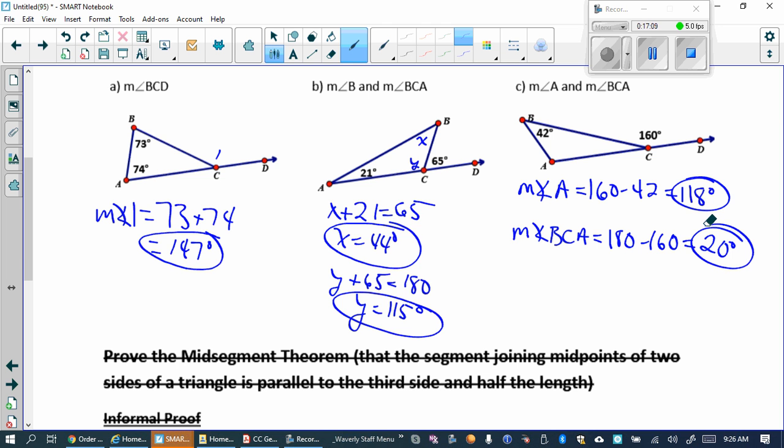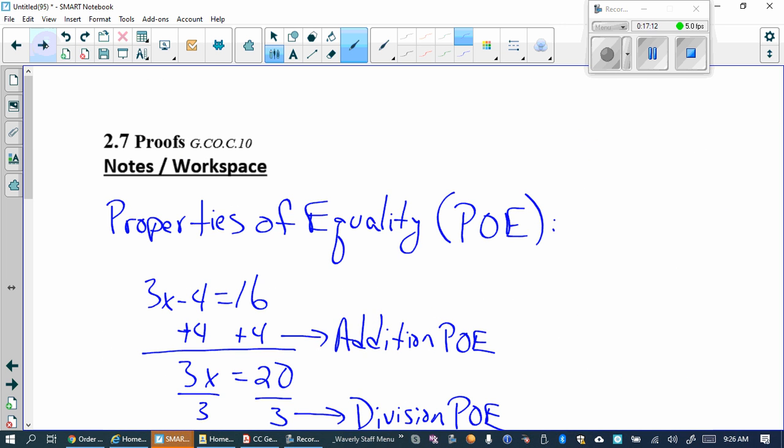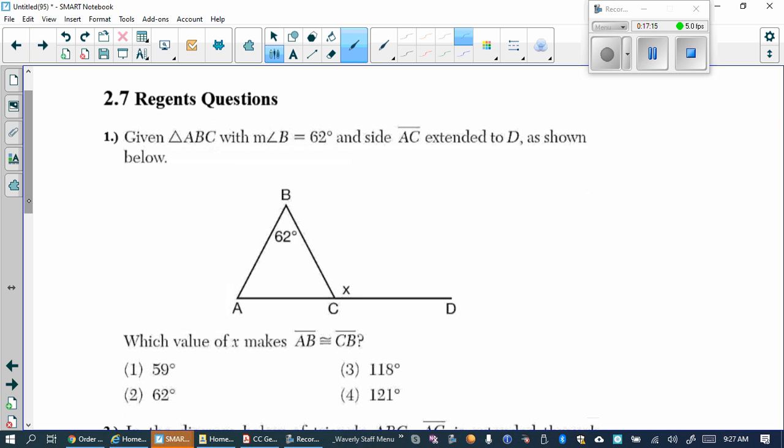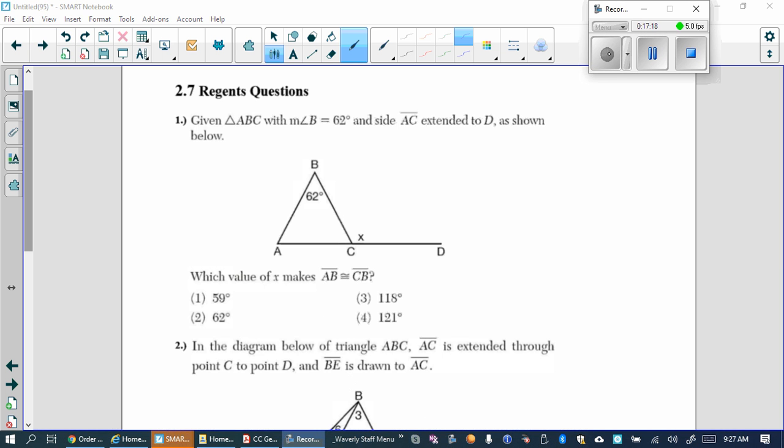We've proven that triangles add to 180. All right, Regents questions. Let's take a moment and read this over. First one. I have a question for you here. You see where they ask this right here? Which value of x makes AB congruent to CB? Aren't they really asking the following? Which value of x makes the triangle what?